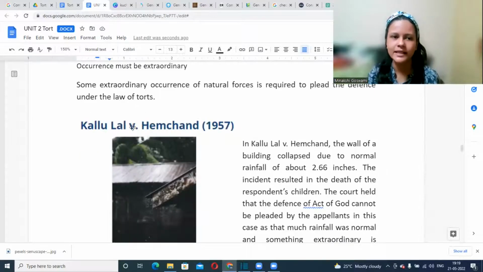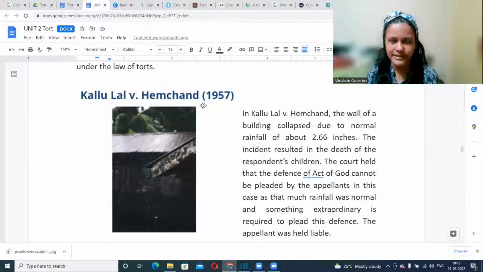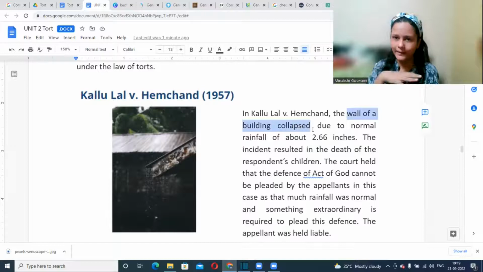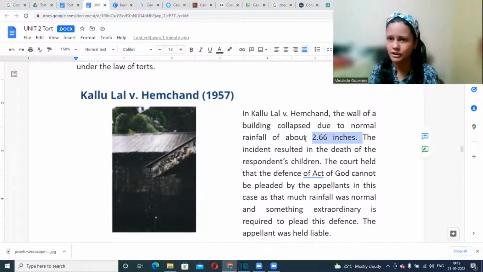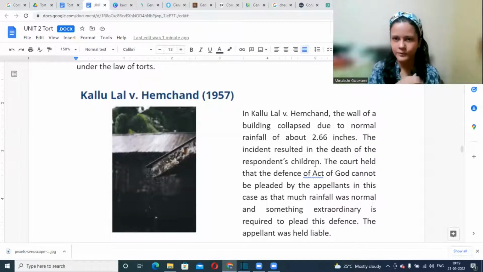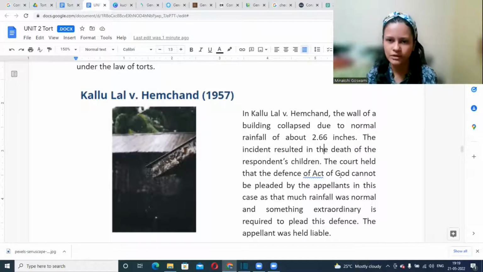Now there was this case, Kalu Lal versus Hemchand, a case of 1957. What happened here is the wall of a building collapsed due to a normal rainfall. It was not a very heavy, extraordinary occurrence. It was normal rainfall considering the place where the situation happened. The accident resulted in the death of the respondent's child, who died because the wall collapsed on him, and a case was filed.